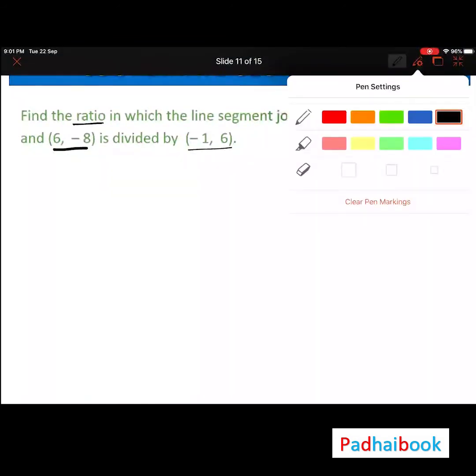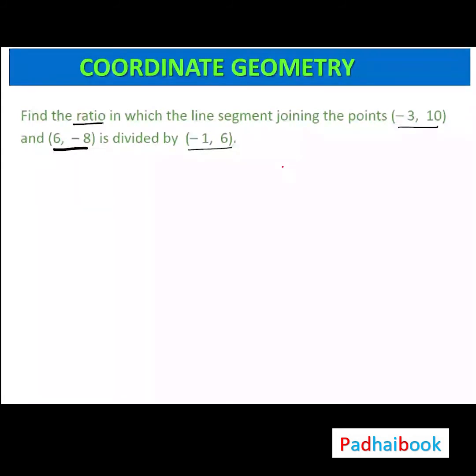So let's first make it. I am naming the points as P, minus 3 comma 10, and a point Q, 6 comma minus 8, and there is a point, let's say M, again minus 1 comma 6, for which I have to find the ratio. Normally we take the ratio as m is to n, but to make your calculations easy, we take the ratio as k is to 1. So let the ratio be k is to 1.